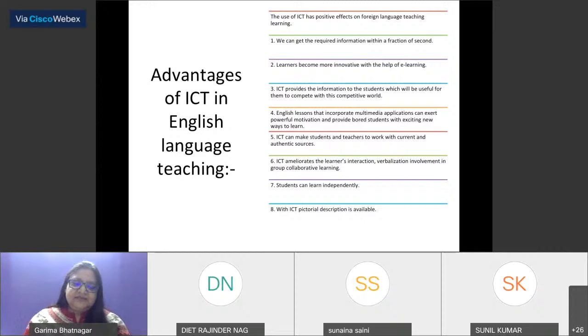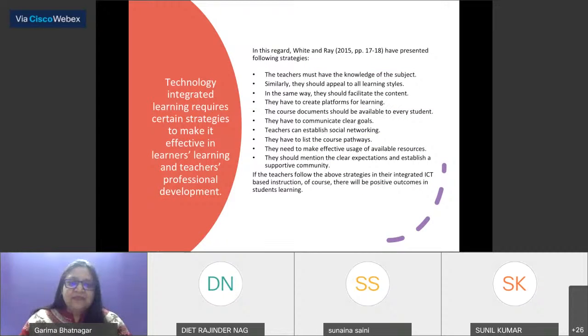And then it improves learners' interaction, verbal involvement, and collaborative learning. Here, students learn independently because they are all sitting independently. They're all doing work on their own. They are not taking help from others as much. So they're also learning independently. And importantly, pictorial description is also available. So these are some strategies which White and Ray presented as regards to ICT.